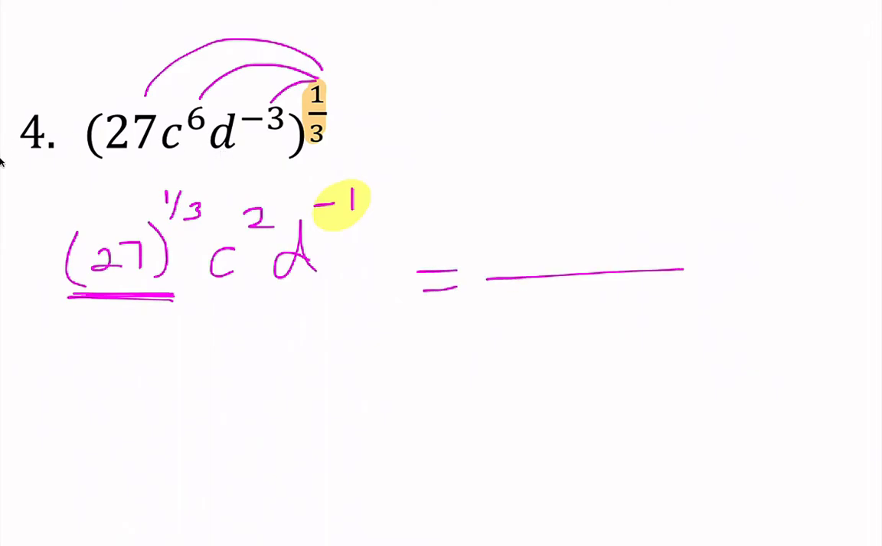Okay, well, first of all, 27 to the 1/3 power is what you should do first. So 27 in parentheses raised to the 1/3 power is 3. Next, I see my C. It says C to the second power. There is no negative, no warning on it, so I'm going to leave it alone. So I'm going to leave C squared on top.